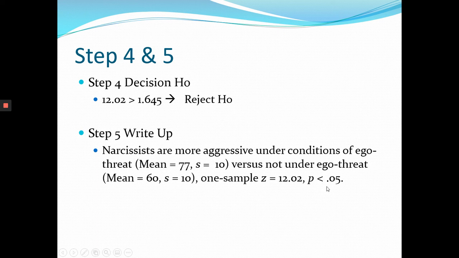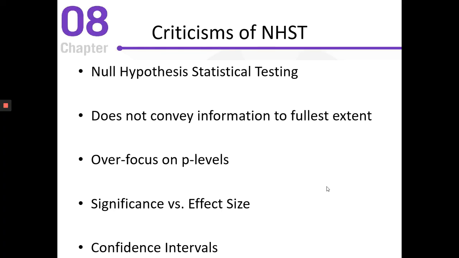P is less than 0.05 tells the reader that we rejected the H0. Some effect happened with our ego threat. And we're just saying with the p is less than 0.05 that there's less than a 5% chance that this difference between the ego threat group and the not ego threat group on aggression is just due to dumb luck, which means there's a 95% chance that it's due to our manipulation of the ego threat.